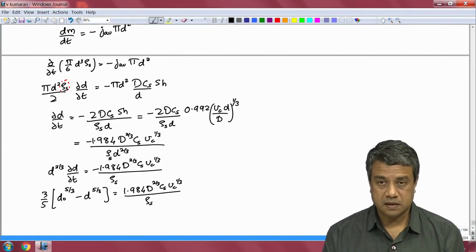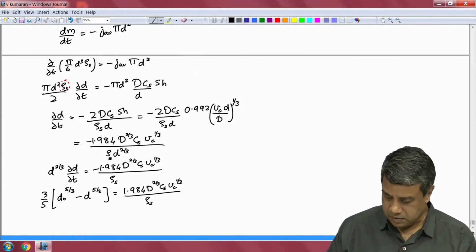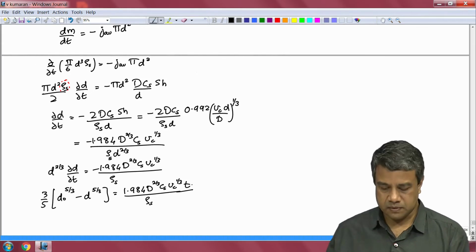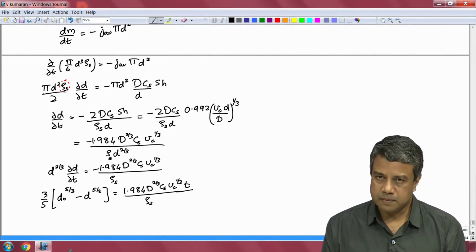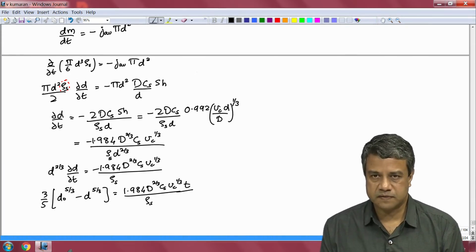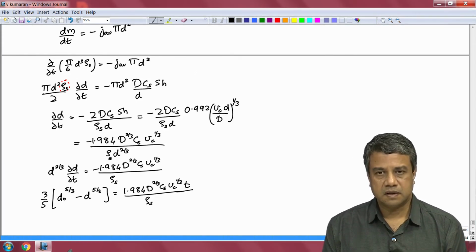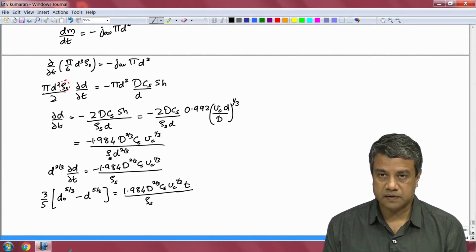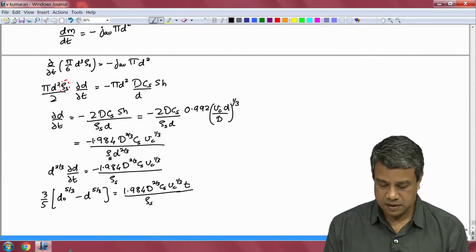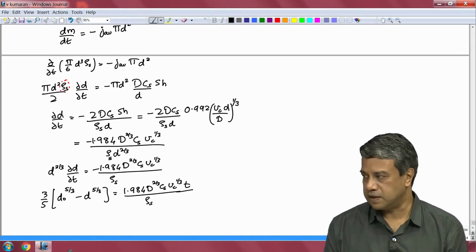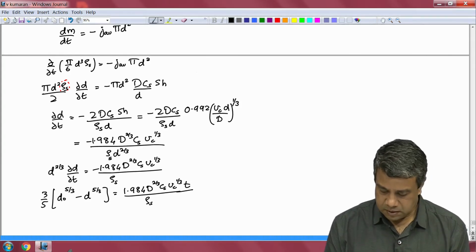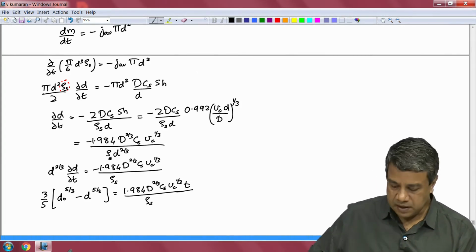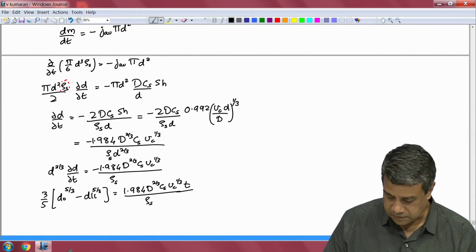Where d naught is the initial diameter at time t is equal to 0. There was a negative sign there on the right side. I have multiplied by minus 1, so that on the right side I get a positive sign. On the left side I have originally had the final diameter to the 5/3 power minus the initial diameter to the 5/3 power, multiplied that by minus 1 to get initial diameter to the 5/3 power minus the final diameter to the 5/3 power. So this gives you the variation of diameter with respect to time. This diameter is a function of time.